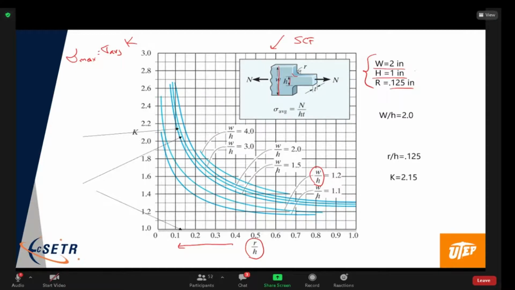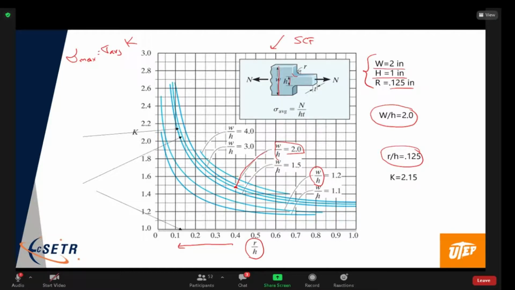In this particular case, W over H is 2, and R over H is 0.125. So if we look at W over H equal to 2, well, here's the curve for W over H of 2. And it's this curve here. So sometimes you have to kind of interpolate between curves, but they're not too bad, right? So there it is.